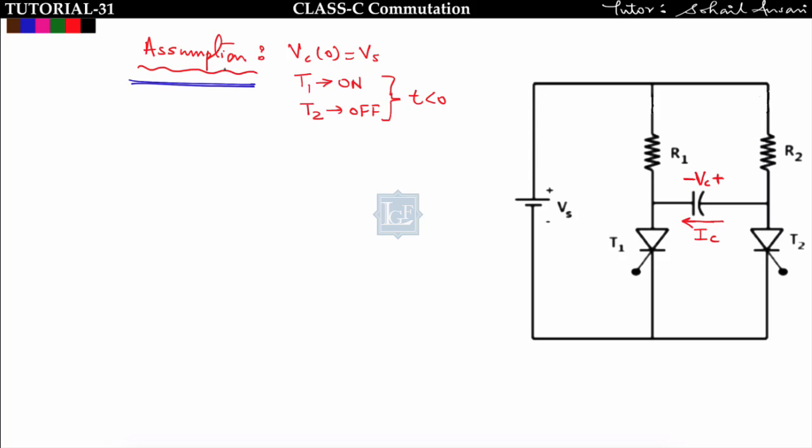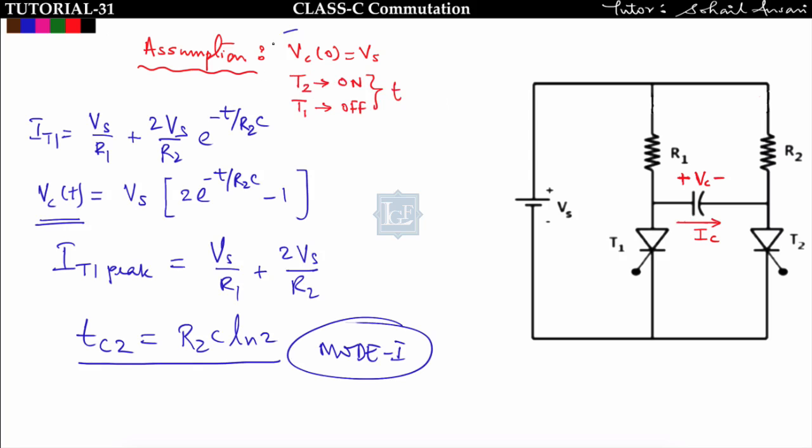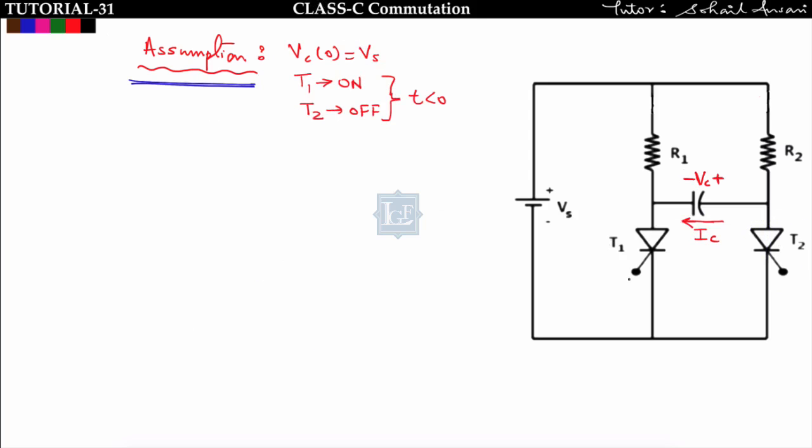In mode 1 we have assumed that Vc of 0 is equal to Vs, and the polarity of Vc is like this, and the polarity of capacitor current is like this, and initially T2 is conducting, and we have to turn off this T2. This is mode 1. Now in mode 2, T1 is already conducting, and now I have to turn off this T1 by using class C commutation. So both modes are independent of each other.